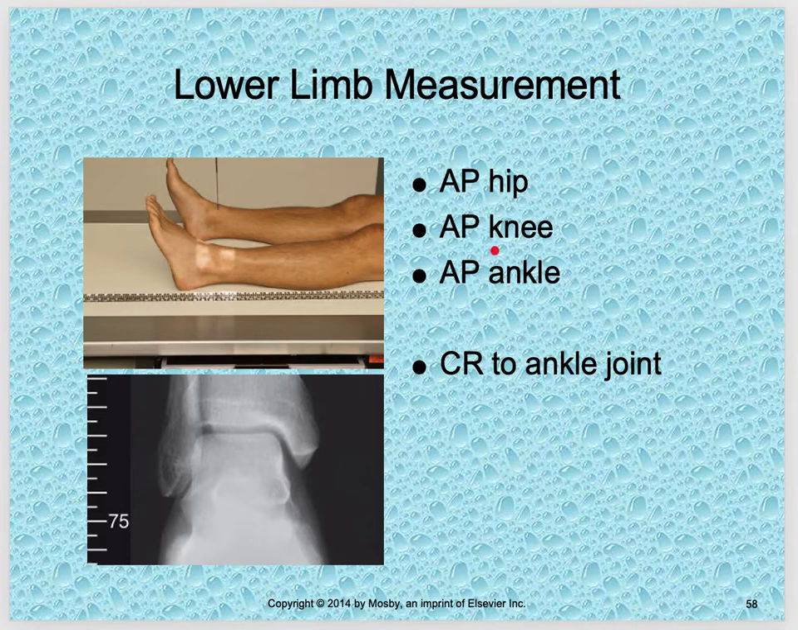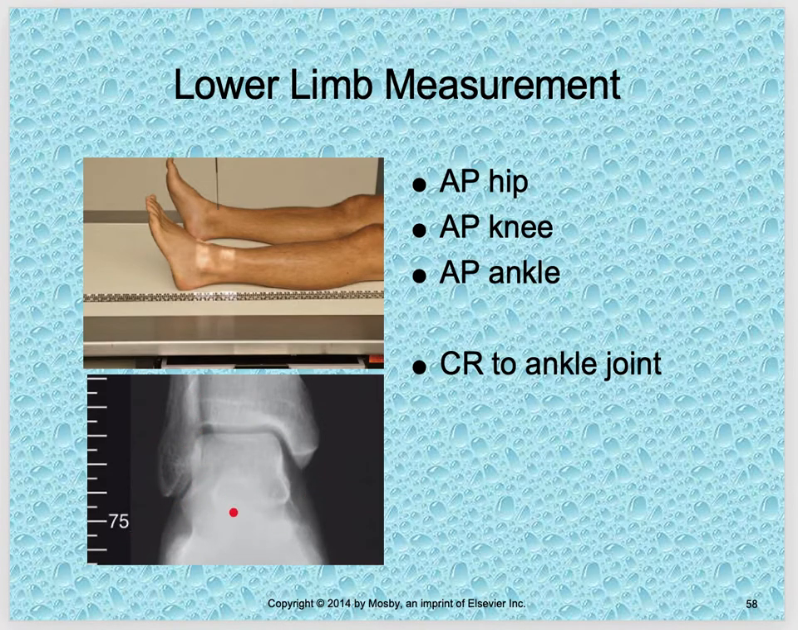And then the lower limb measurement, the ankle: CR is to the ankle joint. So midpoint of the medial and lateral malleoli. Make sure that it's in a true AP position, which it is. You can see the mortise joint, and then it's closed by the tibia right here.